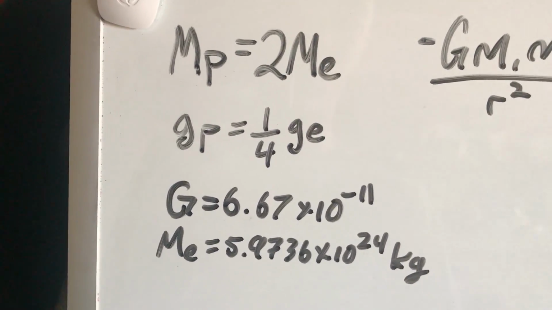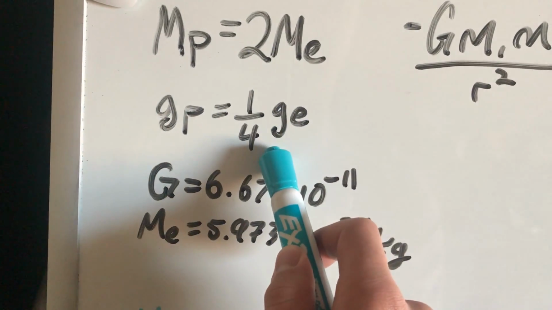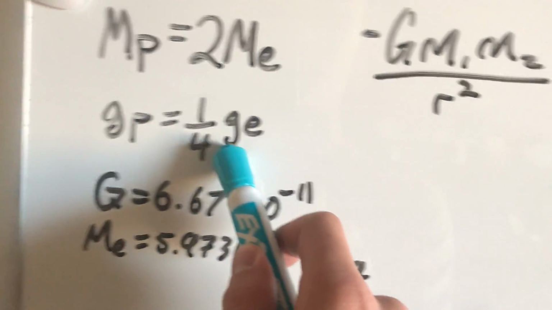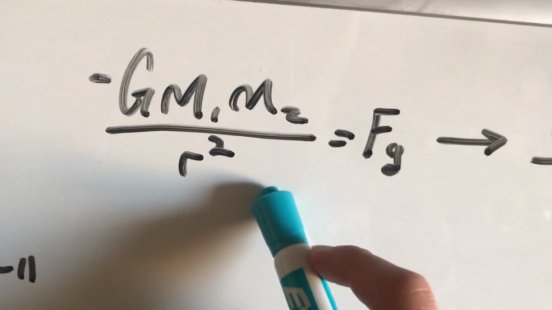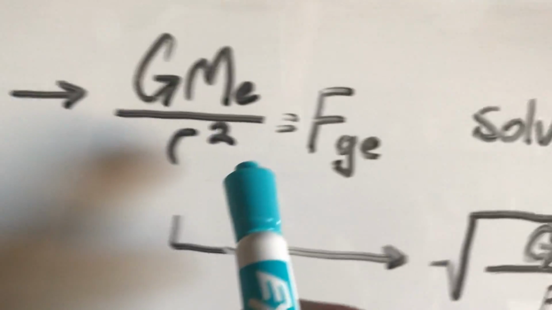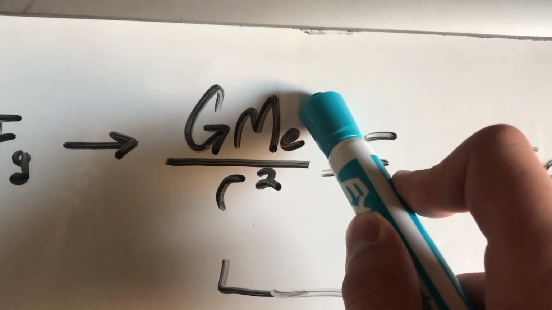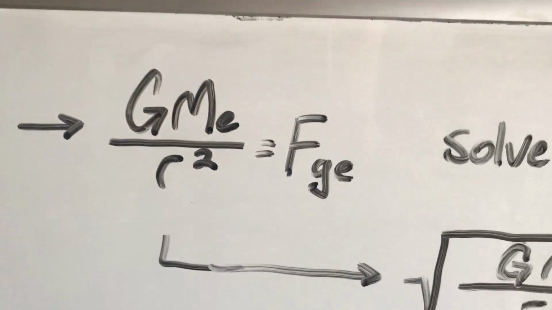Alright, so in our problem, we're on a distant planet whose mass is twice that of Earth and acceleration due to gravity is 1/4 that of Earth. So, we're going to use the law of universal gravitation, but since one mass is so insignificant, we're just going to switch it to this one, where we have the mass of the Earth times the gravitational constant divided by radius squared with the force of gravity of the Earth.